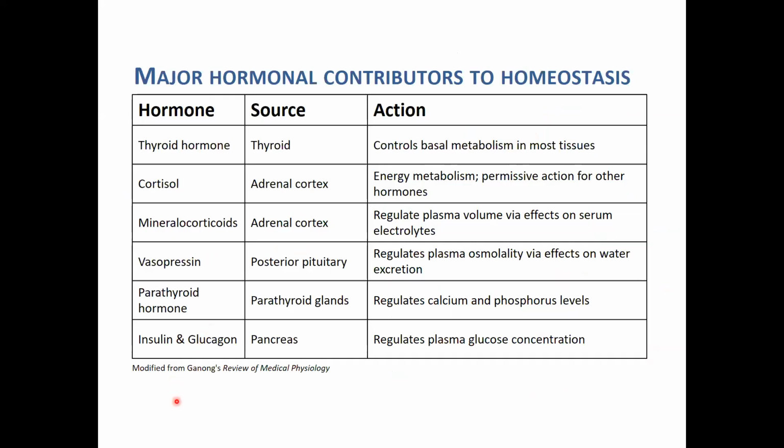So of all these hormones we're talking about, this particular table shows you the ones that are most important for maintaining whole body homeostasis on a daily basis. And these are the ones we're going to emphasize during these lectures. So we have the hormone, where it is, and its basic action. We're going to cover the thyroid hormone, the glucocorticoids, the mineralocorticoids, vasopressin, parathyroid hormone, and insulin and glucagon. And these are going to be covered in different lectures, and you can read through this and see that we're going to cover what the actions are in more detail when we get to those lectures.